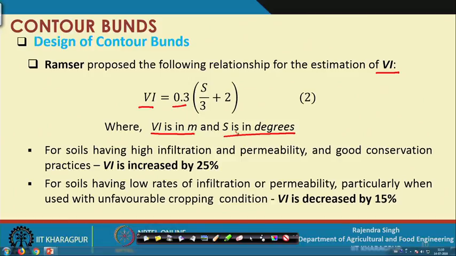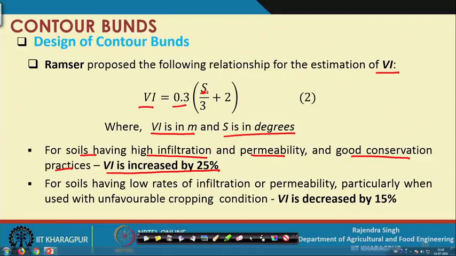And here, as you can see, VI is only taken as a function of land slope. So, again in this case, for soils having high infiltration and permeability, in order to account for the soil characteristics, and to take care of conservation practices or cover condition and good conservation practice, VI is increased by 25%.